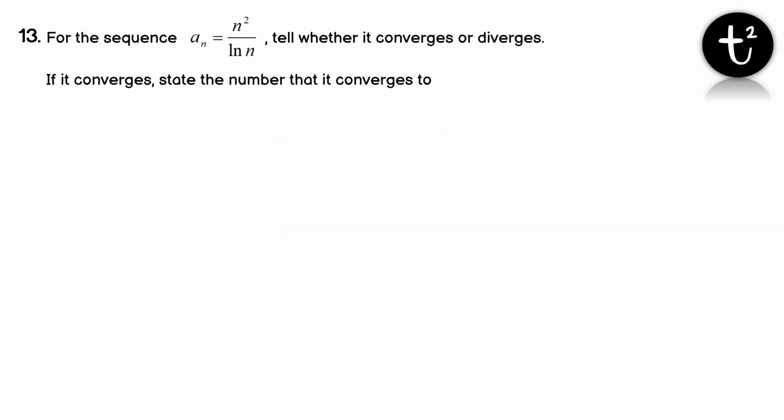In number 13, we would like to tell whether the sequence a sub n, that is equal to n squared over the natural log of n, converges or diverges. So again, I will set up the limit as n goes to infinity, and we see that this limit again is equal to infinity over infinity. So once more, this calls for L'Hopital's rule.